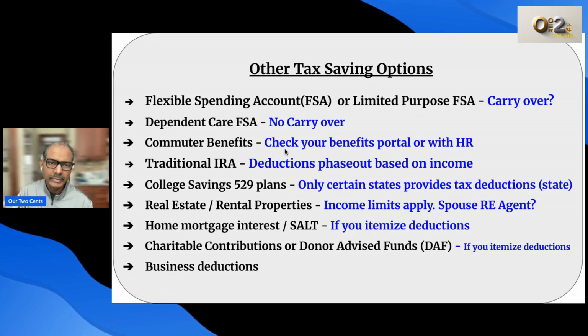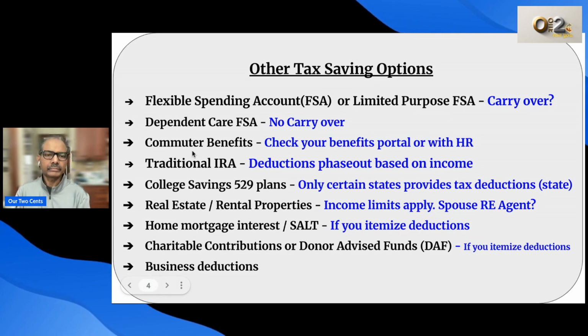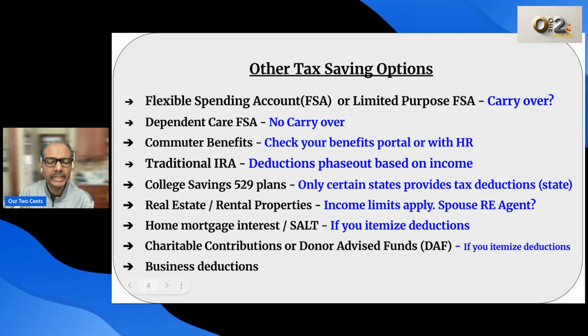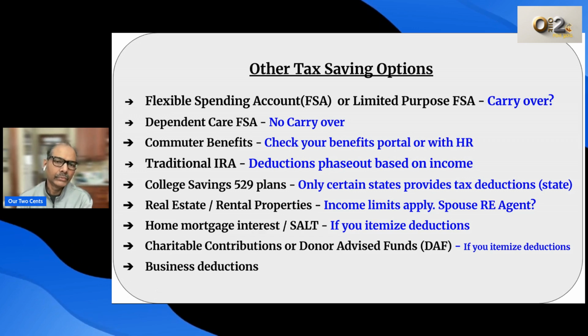The third one is commuter benefits. Not many companies offer that, but I did find out a few of them do, and it's based on whether you're taking a train or if you have parking expenses, you could use pre-tax dollars, right? It gets deducted from your paycheck as a pre-tax amount, and you would get reimbursed for those amounts.